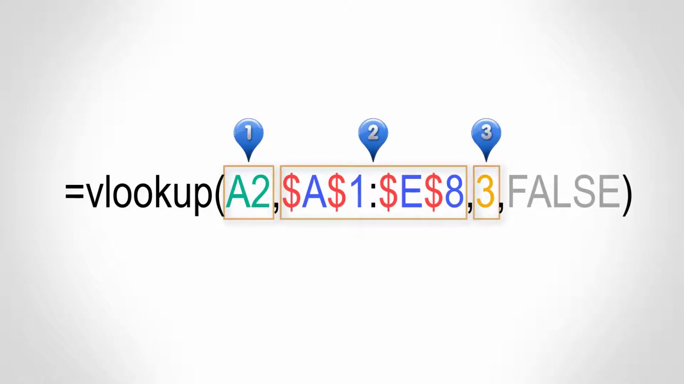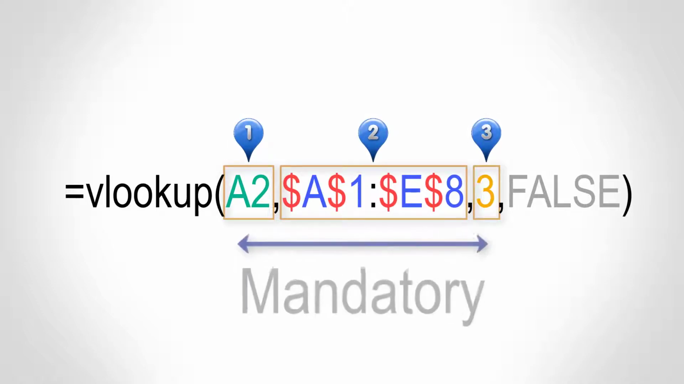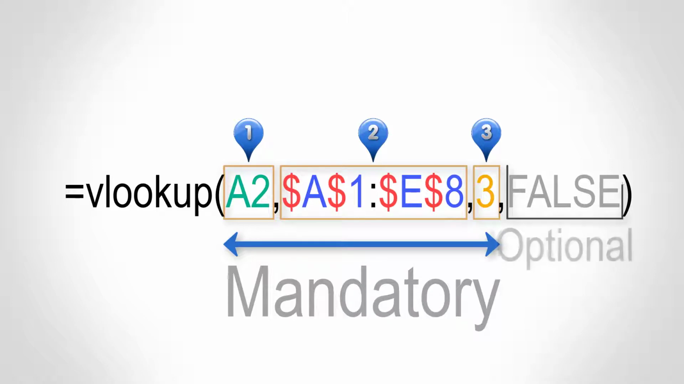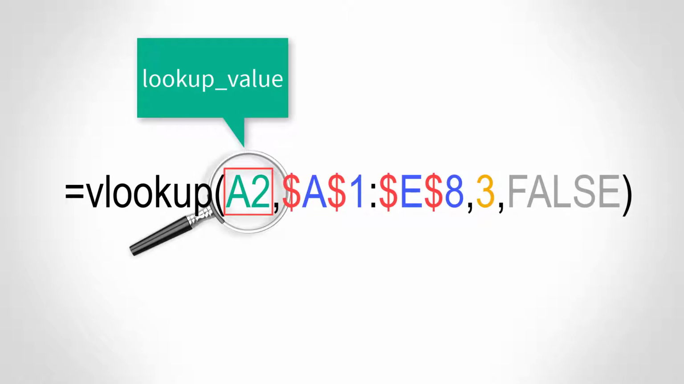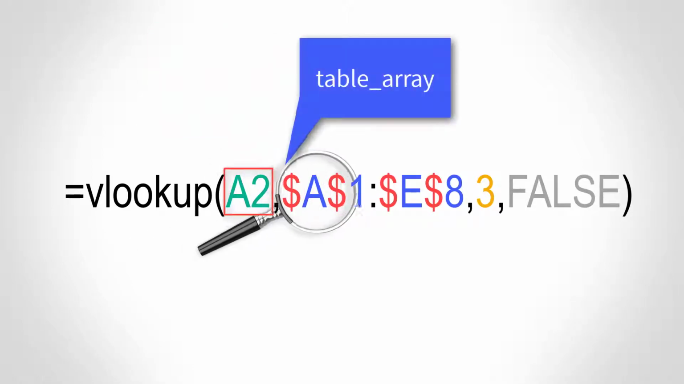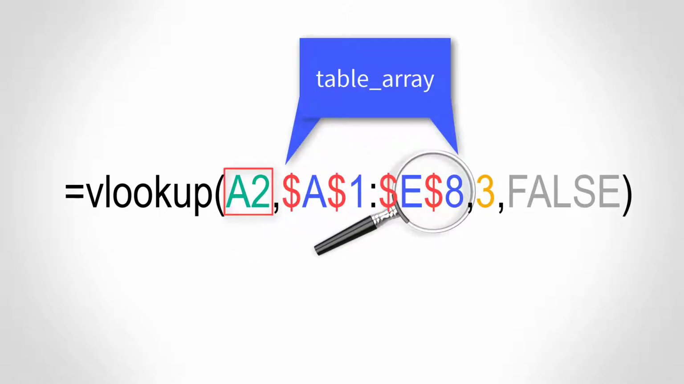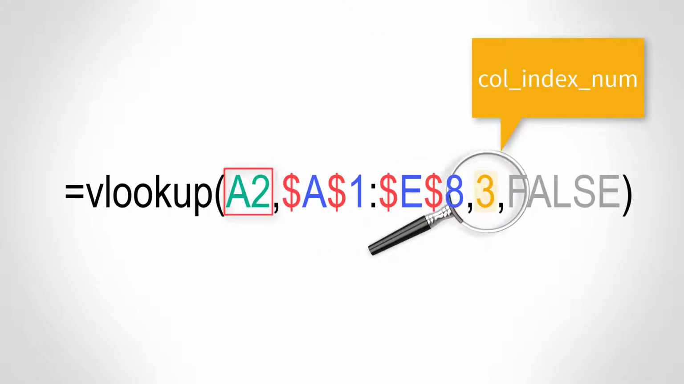A vlookup function has three mandatory parts with one optional part. The first part is the lookup value. This is the value that the function will use to search through an array to find a certain element that is located in a specified column within that row.